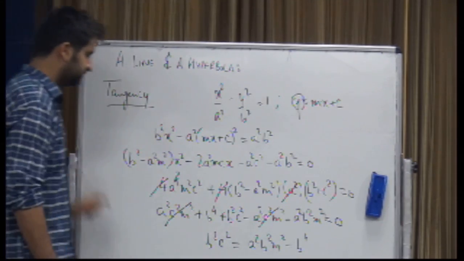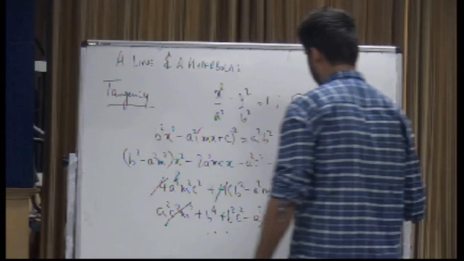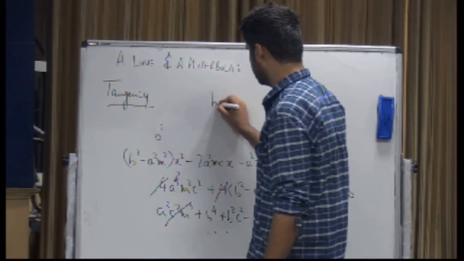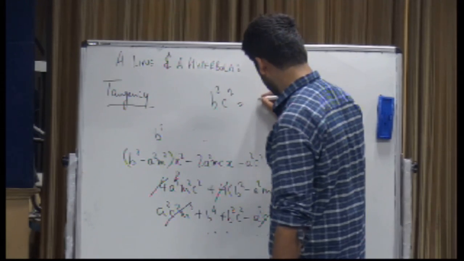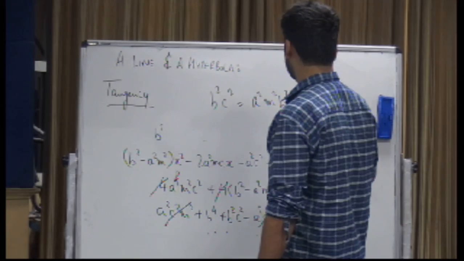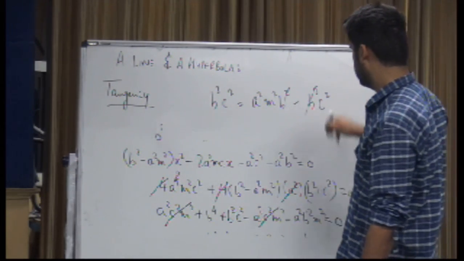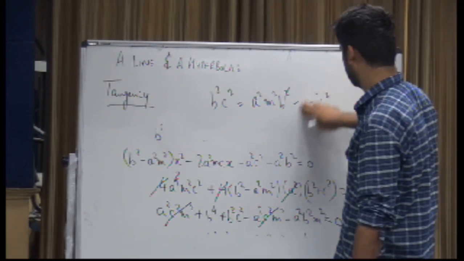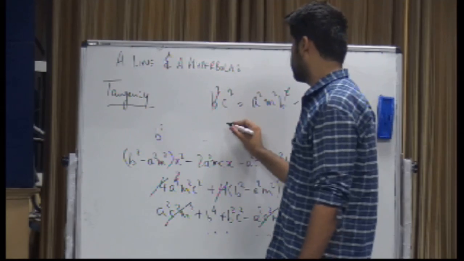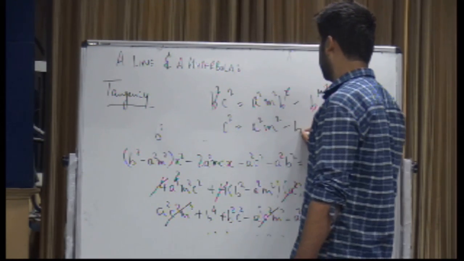Is this visible? So finally what you're getting is b square c square is equal to a square m square b square minus b to the power 4. You can cancel b squares from here. Okay, this is b to the power 4, sorry. So I'm getting c square is equal to a square m square minus b square.